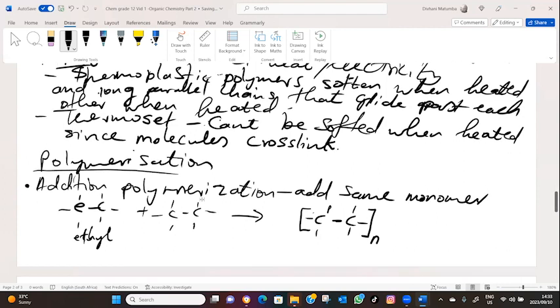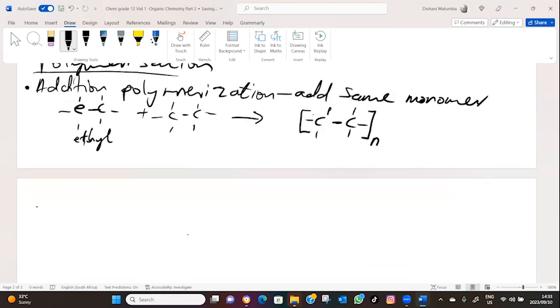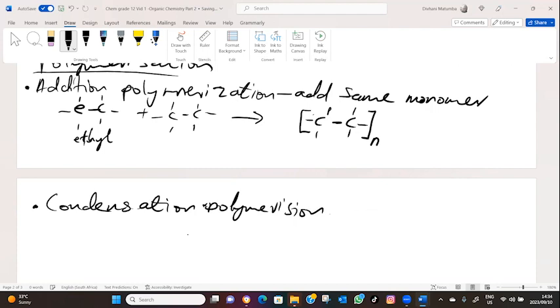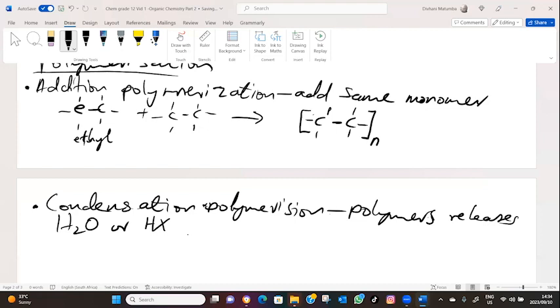And we also have condensation polymerization. And this one, polymers releases water as products as a result.